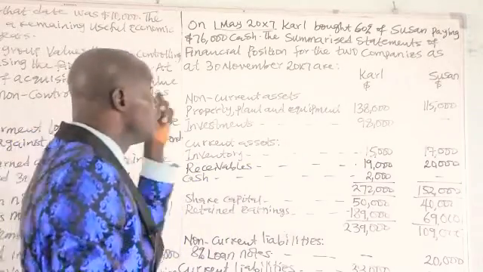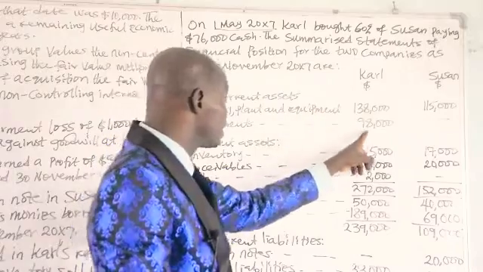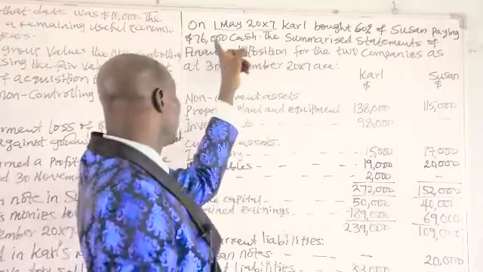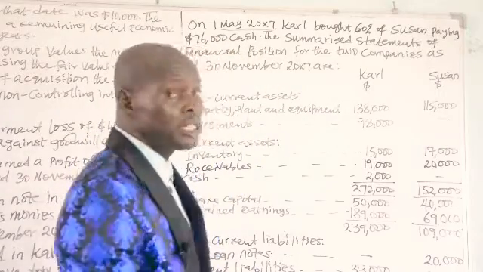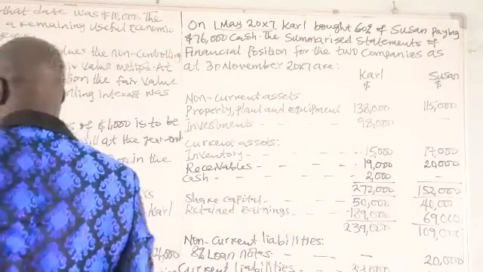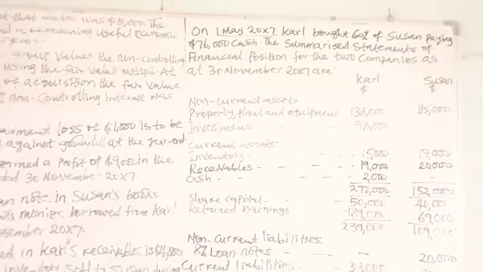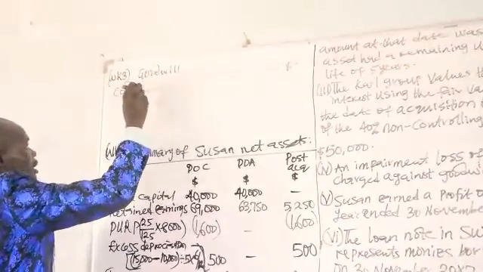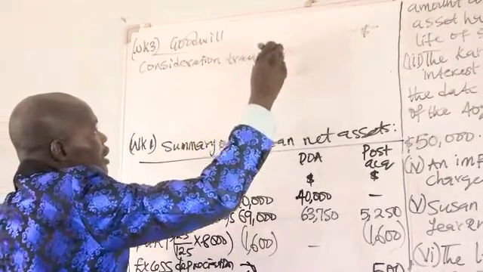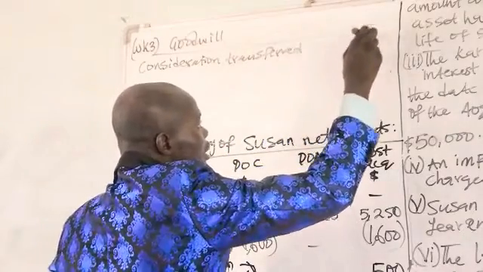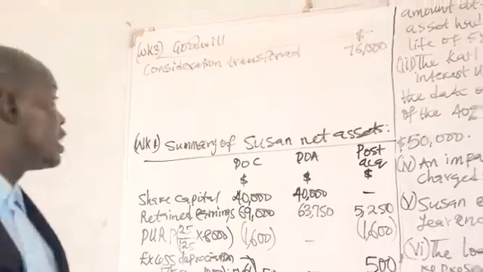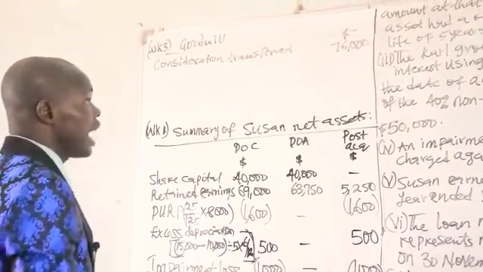Anytime you are given investment in the note and investment in the statement of financial position, and you want to determine your goodwill, it is the investment in the note that should be considered, and not the one in the statement of financial position. Therefore, 76,000 will be considered now. So we have consideration transferred, which is 76,000. Then, at this juncture, we add the non-controlling interest at acquisition.